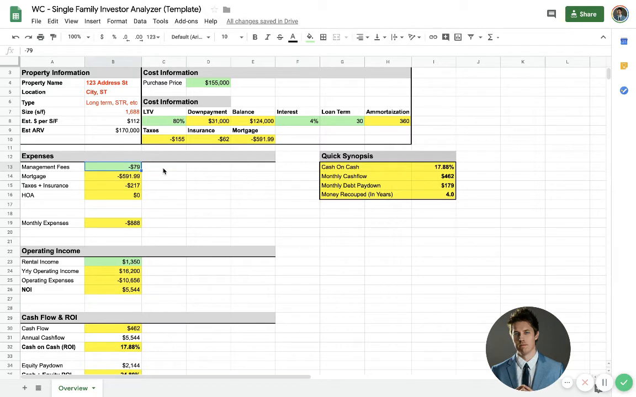So management fees: we have a really good preferred management company in all of the markets that we're operating in. They charge $79 a month.